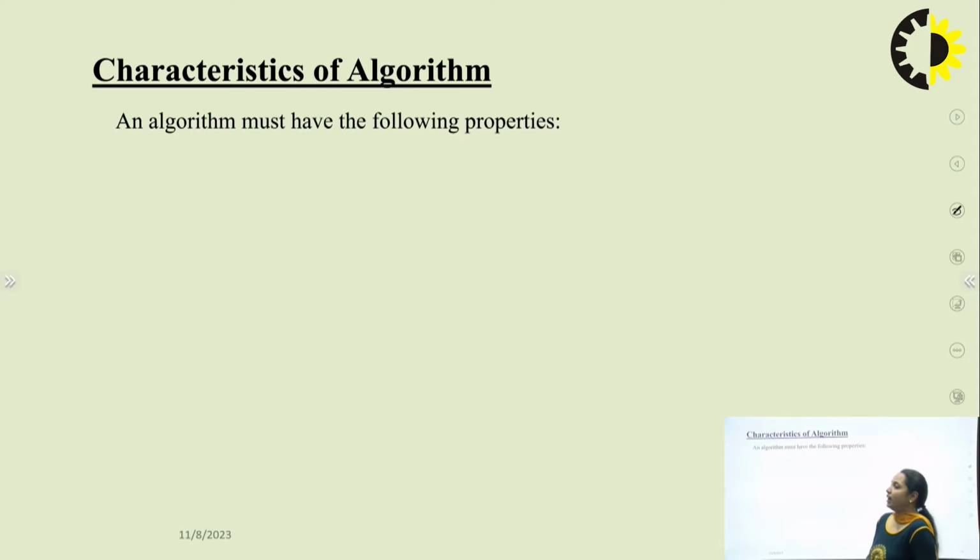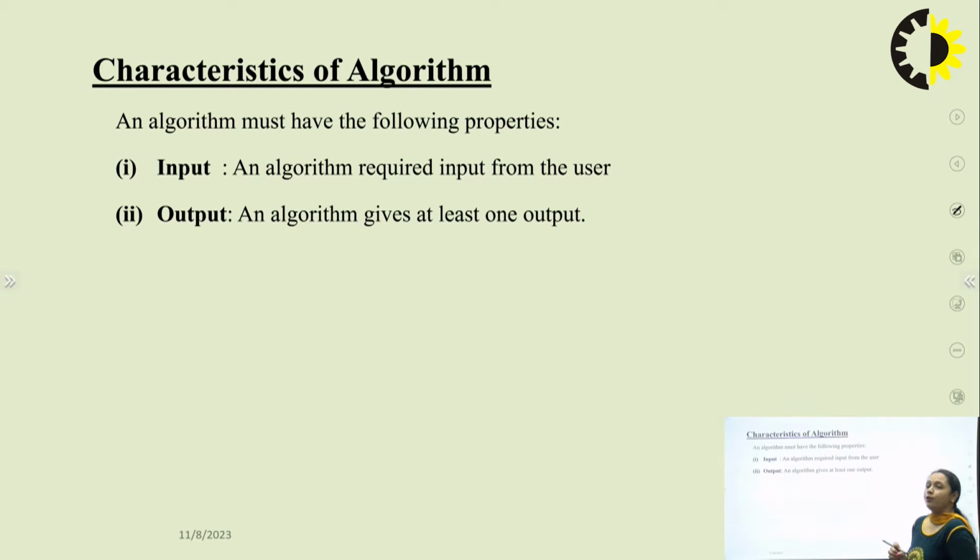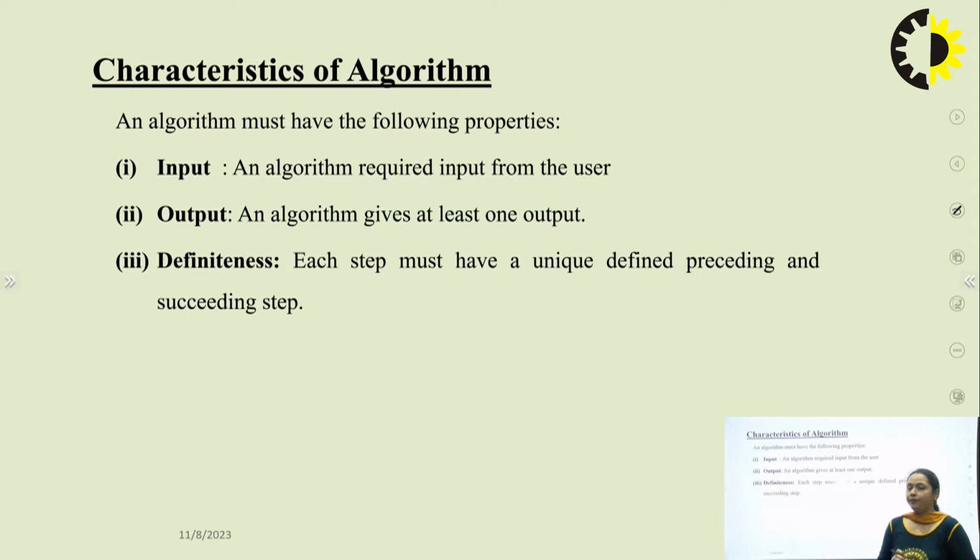So when we are designing an algorithm, we must keep the following points in mind, or you can say these are the various characteristics or properties which an algorithm must have. First is the input. An algorithm requires input from the user. Whatever algorithm you are writing must accept proper input from the user.